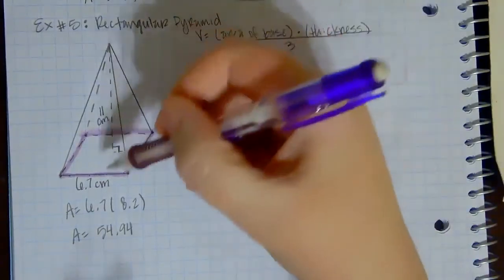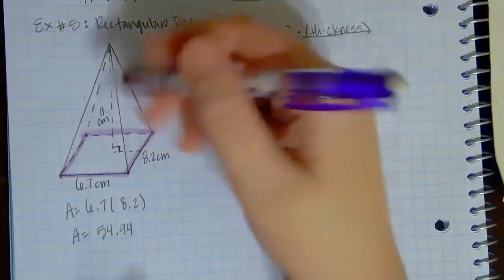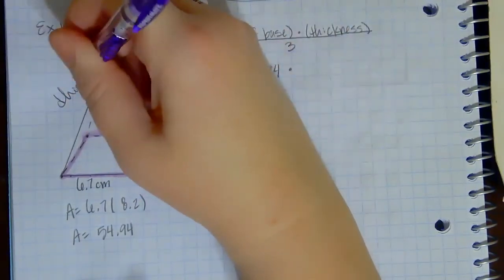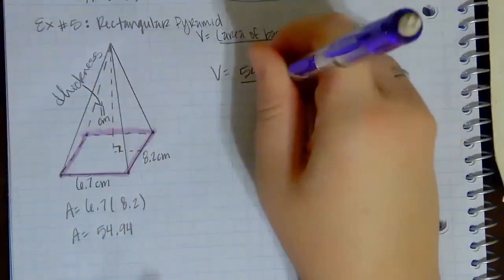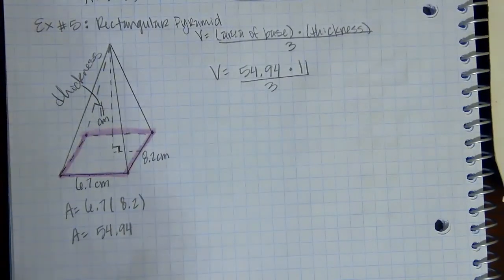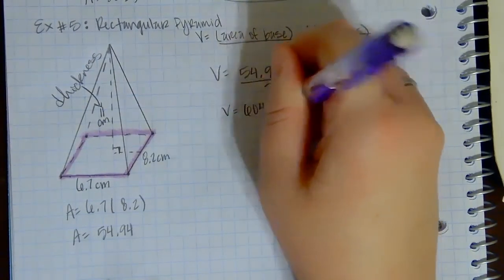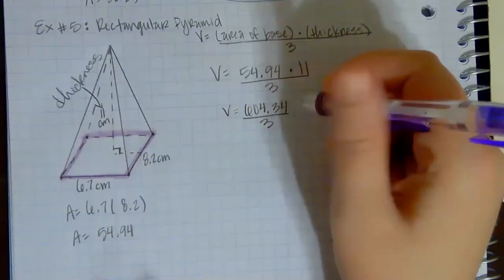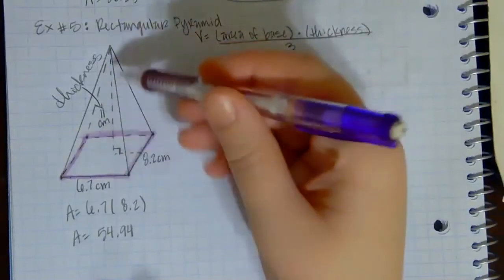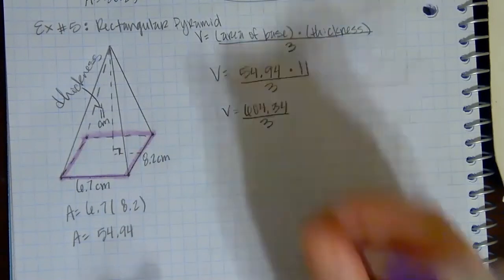times the thickness. And again, the thickness is the distance between the base and the apex up here. So that's the 11. This is the thickness, again, same as height, divided by 3. So 54.94 times 11 gives me 604.34. This is the volume if it was a rectangular prism. There was a rectangle on top and bottom instead of going to a point. So I divide by 3 to find the pyramid version.